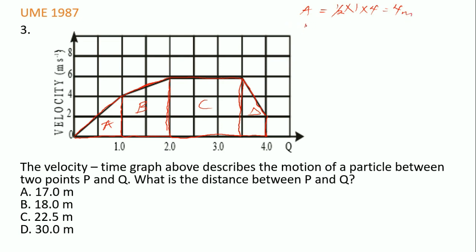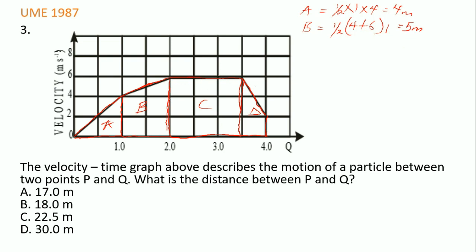That is sorted. Then B is a trapezium, so it's going to be 1/2 sum of the two parallel sides. The first parallel one is 4, we have 4 plus the other parallel side is 6. From here to here, that is 6, then times the height. The height in this case is going to be 1, the difference between this and this. So we will be having 10 divided by 2, 5 times 1, that is going to be 5 meters. So we have 5 meters.